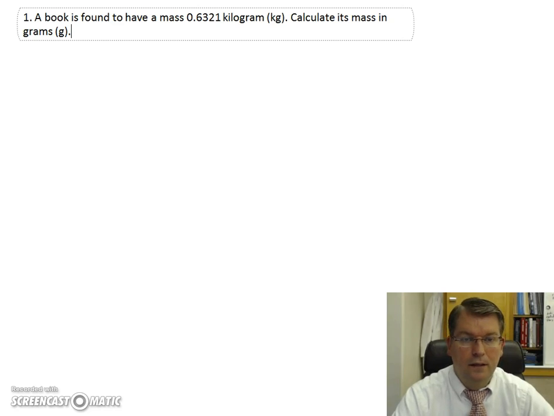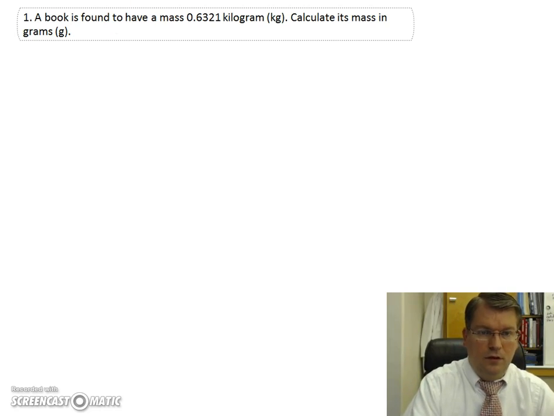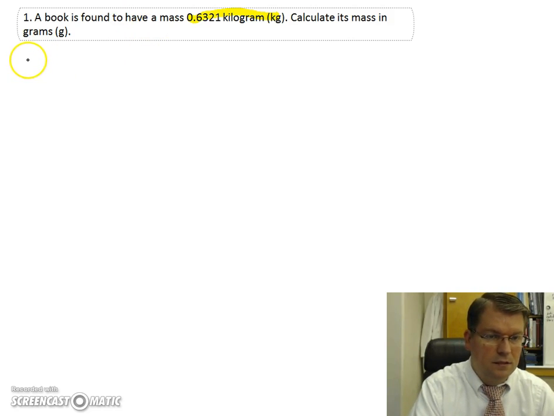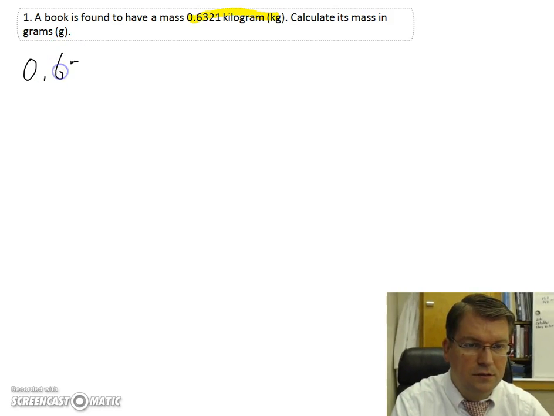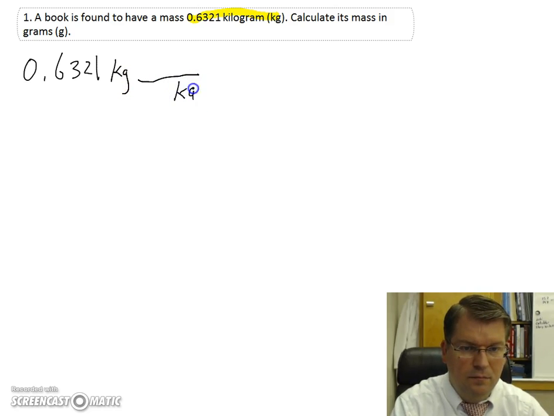Alright, so if you look here, the first thing we want to do is to indicate our starting quantity. That's this amount of kilograms. So I'm going to write that down here to the left. 0.06321 kilograms. We move kilograms to the bottom. We put grams on the top. The 1 goes with the prefix, and the quantity 10 to the third goes on the top.